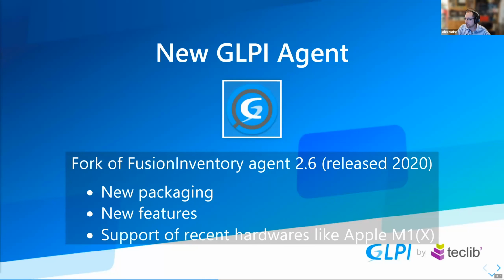And for transition, we now have the new GLPI agent. It's a fork of Fusion Inventory 2.6, released in November 2020. And from this time, we developed a lot of features, a lot of packaging, support of recent hardware like Apple M1.